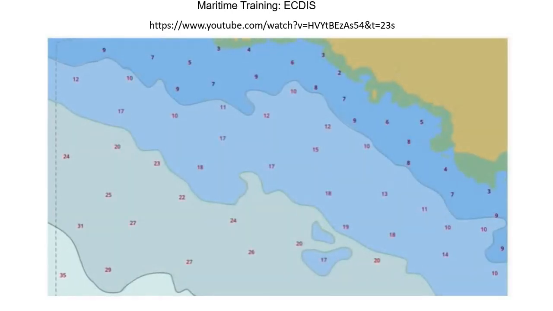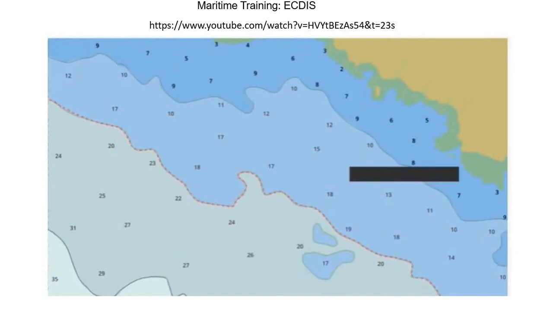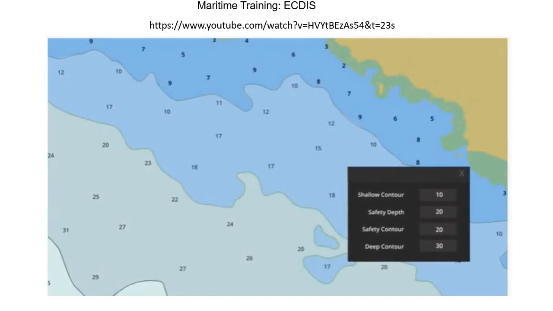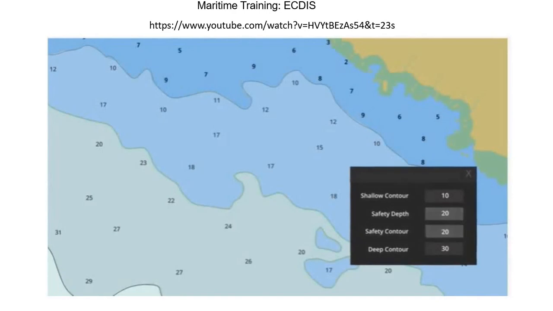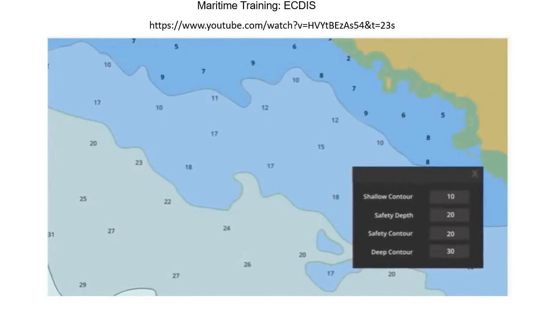ECDIS displays soundings as well as depth contours. Safe soundings are indicated by the safety depth. In most situations, the safety depth and safety contour depth will be the same. Safety depth should never be less than the safety contour.